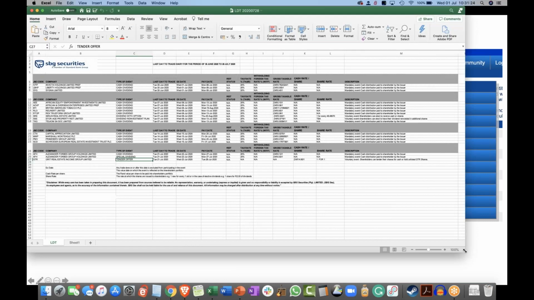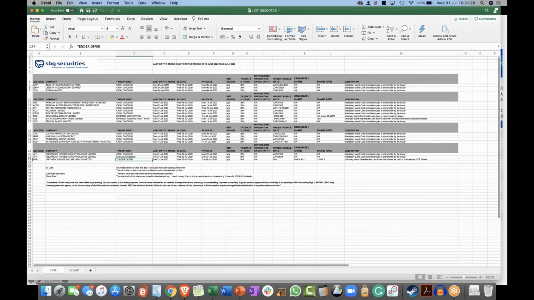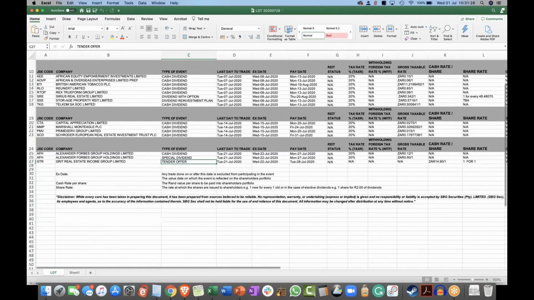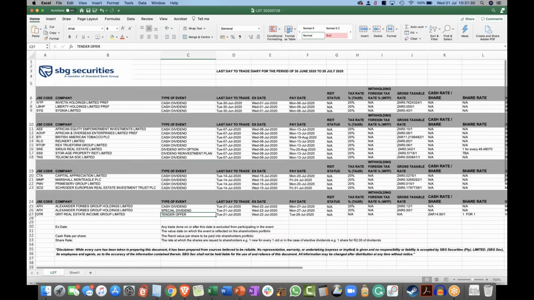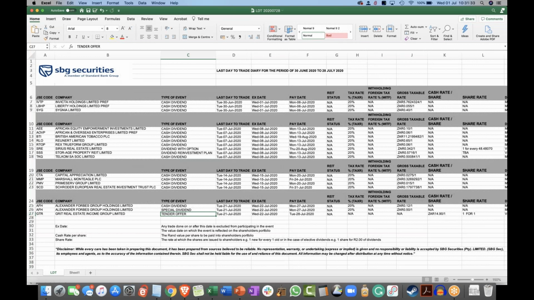It basically kicks you out an Excel spreadsheet, which comes up every week, and you can download. And this is for 30 June to 28 July, but then gets updated every week. So it covers a month, but is constantly updated. And mostly what you're going to find on here, obviously, is dividend payments. Dividends that are coming up, last day to trade, the ex-date, pay date, all of that sort of thing.